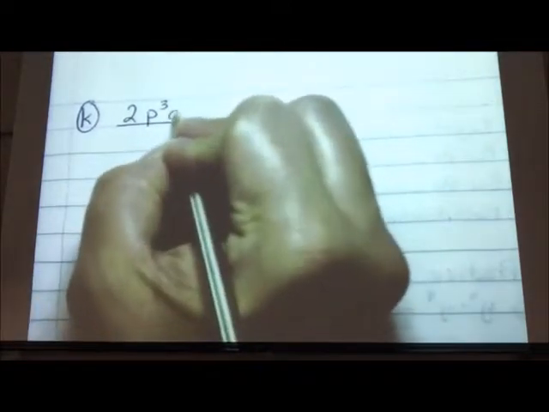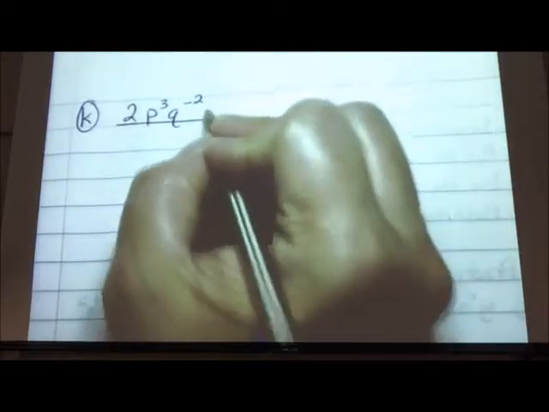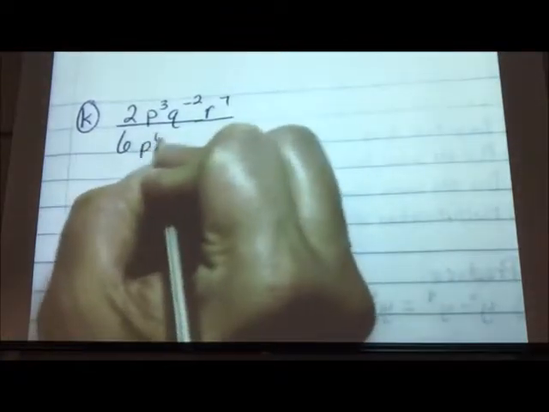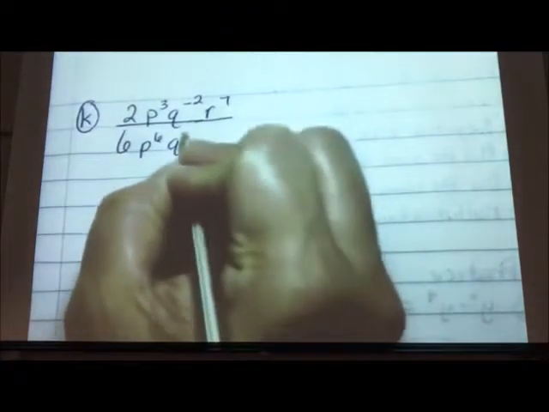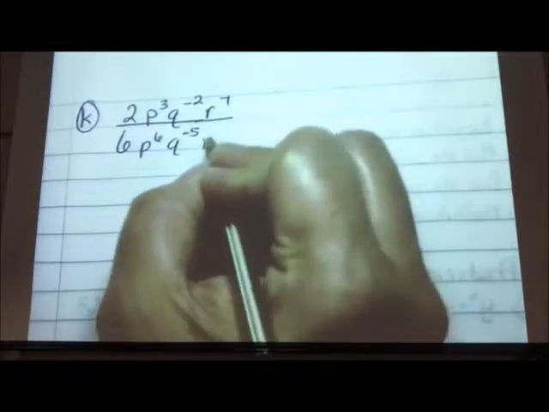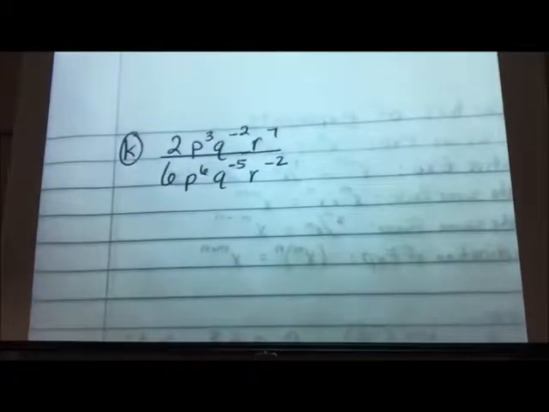Looking at example K, let's look into a problem like this. 2p to the third, q to the negative second, r to the 7, over 6, p to the 6th, q to the negative 5th, r to the negative 2nd. So it's a big crazy problem, I get it. So copy that down.